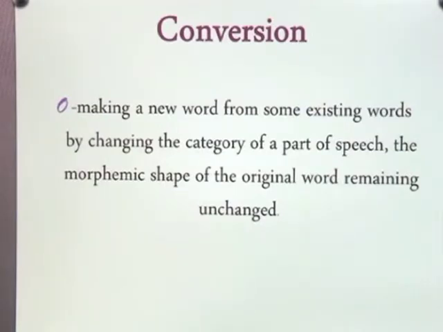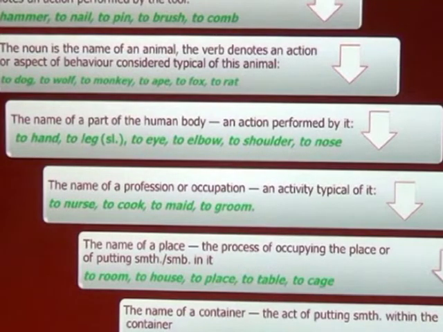The term conversion first appeared in the book by Henry Sweet, New English Grammar, in 1891. And now you can see the examples of conversion. The noun is the name of a tool. The verb denotes an action performed by the tool. For example, hammer, to hammer, nail, to nail, pin, to pin.